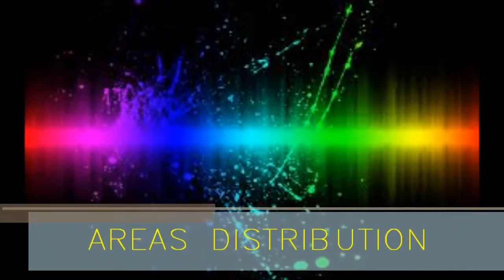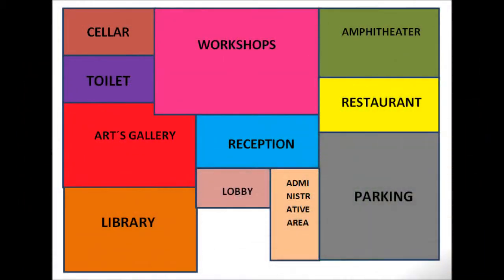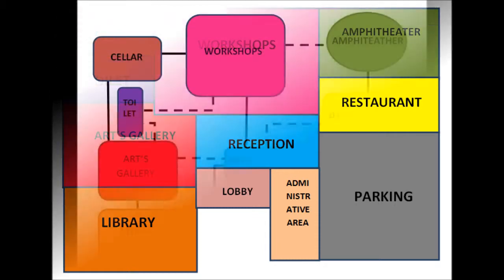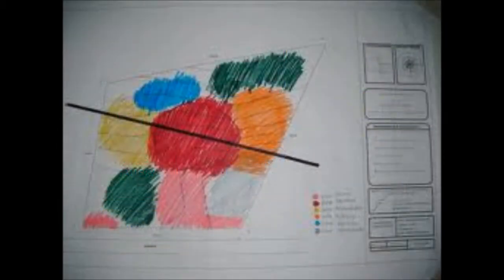Areas distribution. For development of our project, we divide the space according to the use they will have, distributing them all over the field. We decided that our cultural center project will count with cellar, toilet, workshop, amphitheater, restaurant, reception, art gallery, library, lobby, administrative area, and parking. To see the relationship, we have the spaces flow diagram in which we specify the relationship of one space to another.